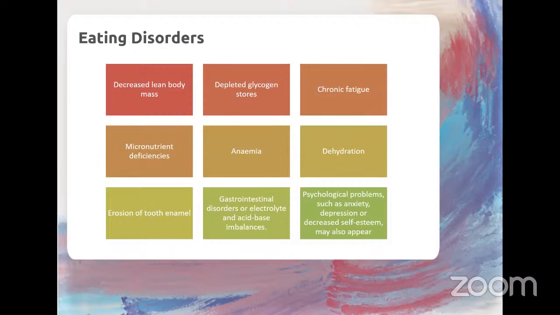Now, what would happen if you're suffering from this eating disorder? There will be decreased lean body mass and depleted glycogen stores, which means the athletes will not be able to generate enough power because they don't have enough muscle mass, and they do not have enough energy stores. Eventually, because of this, there will be chronic fatigue. Micronutrient deficiencies, anemia, dehydration, erosion of tooth enamel. Erosion of tooth enamel means the teeth start becoming yellow. Then gastrointestinal disorders or electrolyte and acid-base imbalances. So there are going to be certain physiological imbalances which will eventually lead to bigger problems. And psychological problems such as anxiety, depression, or decreased self-esteem can also happen.